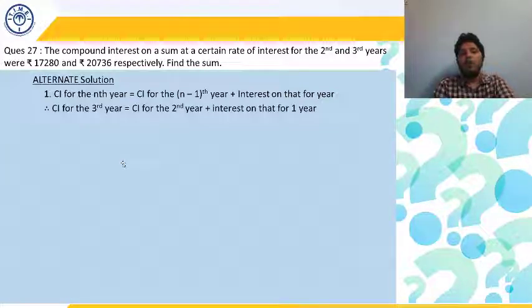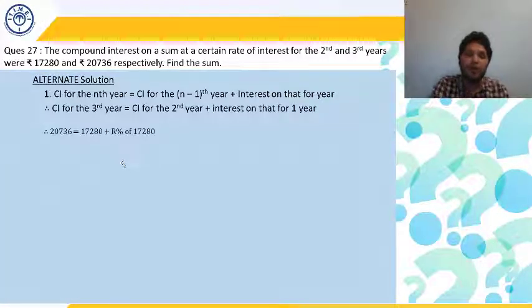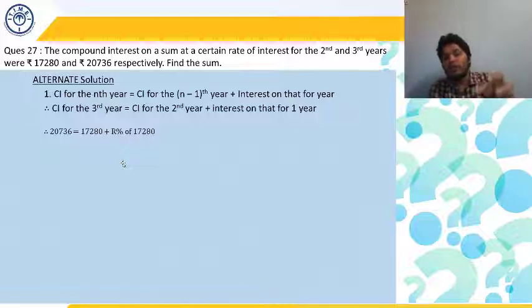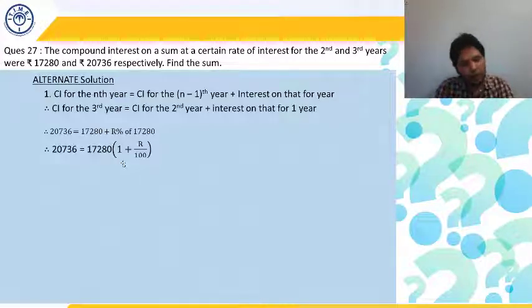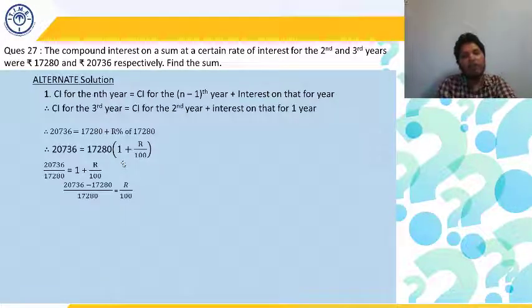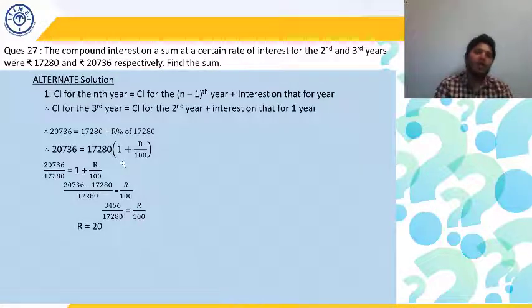So how much is it going to be? What is the compound interest for third year? It is 20736, and compound interest for second year was given as 17280 plus R percent of interest on that for 1 year. What is the interest rate? R percent. So R percent of 17280. So we can take 17280 common. It is going to be 1 plus R by 100. So by solving, we can easily get the value of R. What is the value of R here? R is going to be 20% again.